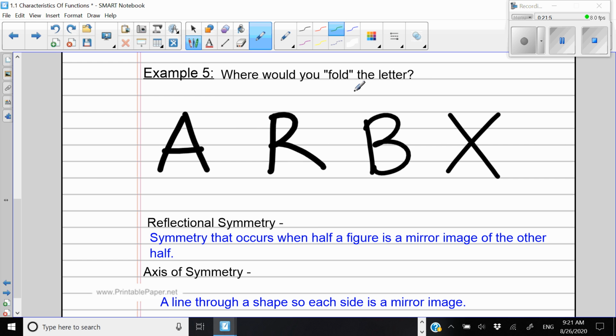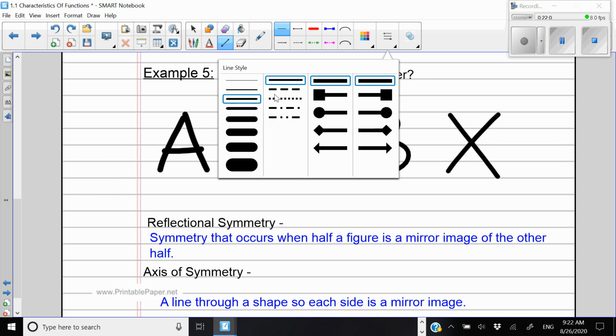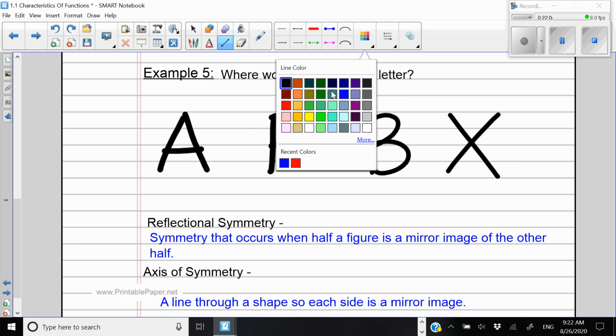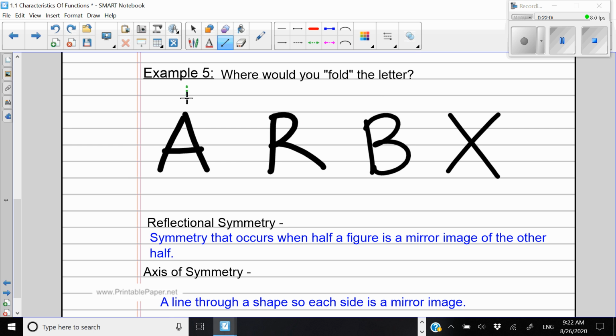Let's see, where would you fold these letters in order to have symmetry? Think about this. For example, the first one, if I have a letter A, I can use this line to divide this letter to half. Well, of course, these shapes are not very accurately symmetric, but let's imagine this A is symmetric. So I can say that using this line, I can fold this letter so I will have the two sides exactly similar to each other.